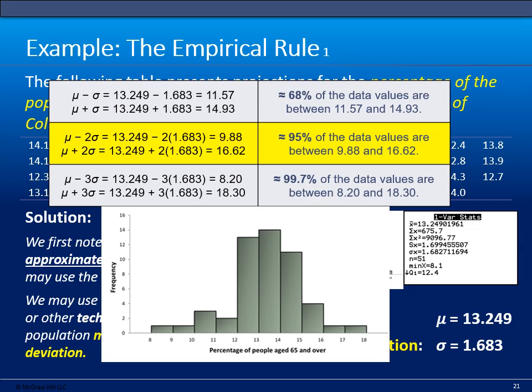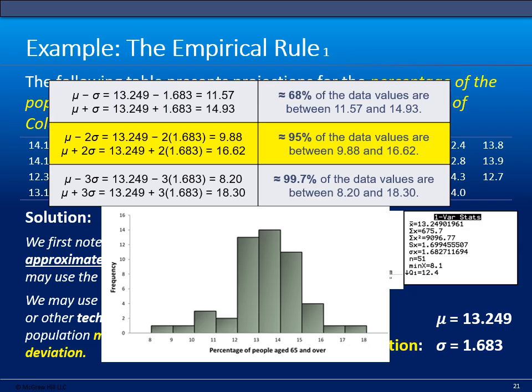So how do we do that? I put you a little table here. So 68% of the data is within plus or minus 1 standard deviation: 13.249 plus 1.683 and minus 1.683. So 68% of the data is between 11.57% and basically 15%. So 68% of the states, or the population, is 65 or older for these specific values, percentage points.